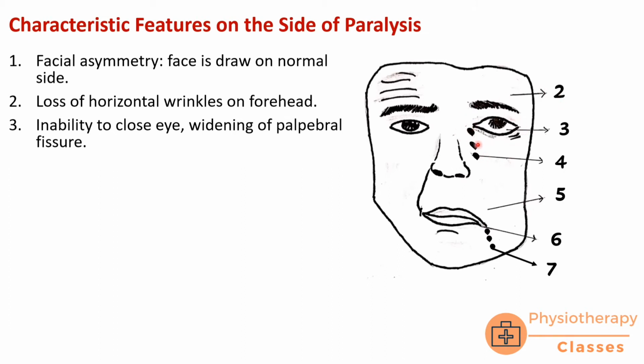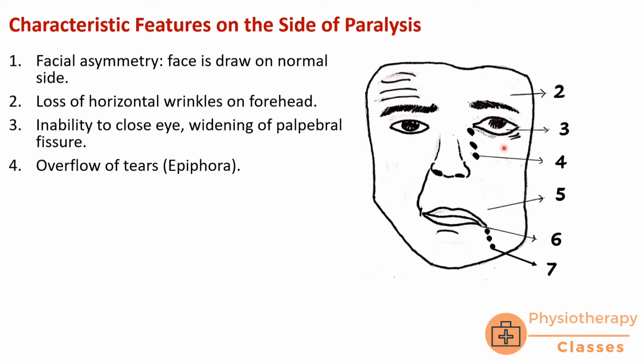And this fissure, which is known as palpebral fissure. Palpebral fissure is what? Palpebrae means eyelids, right? So this fissure is present between the upper eyelid and the lower eyelid. When they cannot be closed, this fissure will be widened.